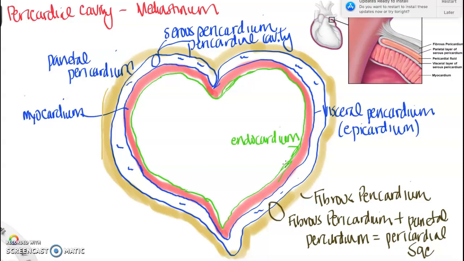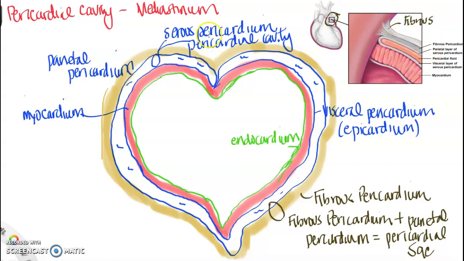Okay. Sorry. I think that's it for that. So just looking up here in this little picture, you can see here's the heart. So we're looking at this little piece of it. So here on the outside is the fibrous pericardium.